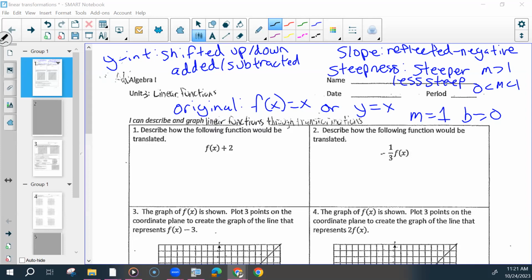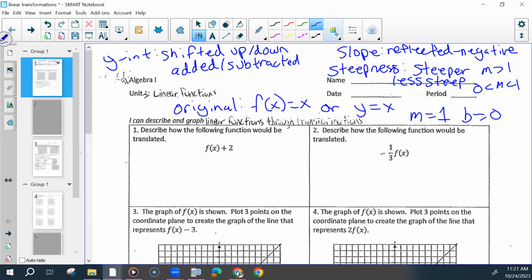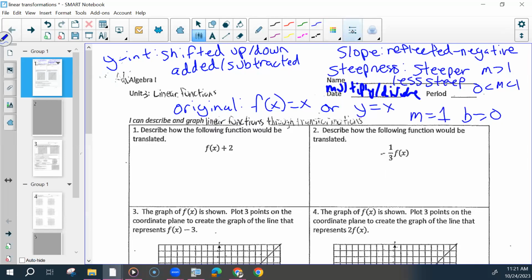Okay. So not only do we have to be able to describe transformations using these different words, we also have to graph them and describe them. I did forget to put one thing. While y-intercept is adding and subtracting, slope is multiplying and dividing. So for number 1 and number 2, we're going to describe what's happening based on the words that we just learned.